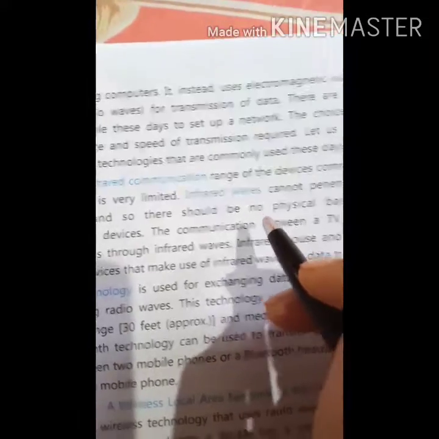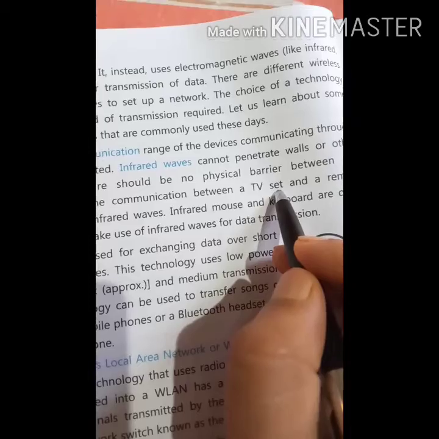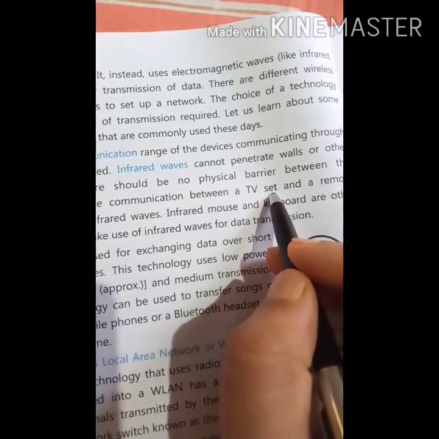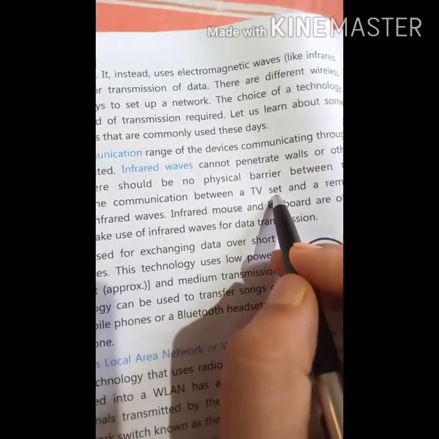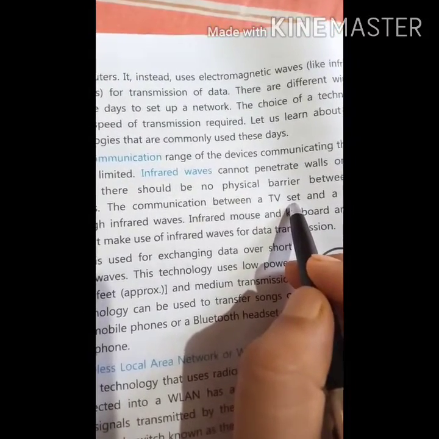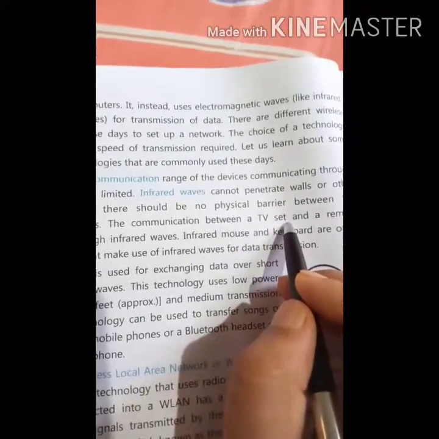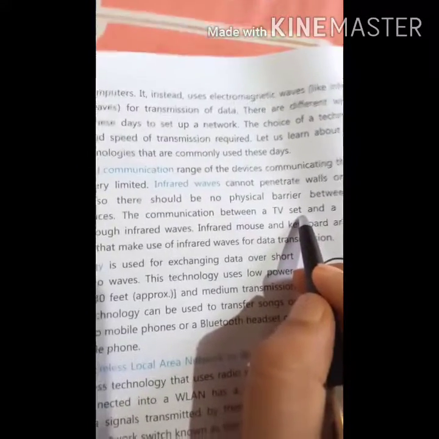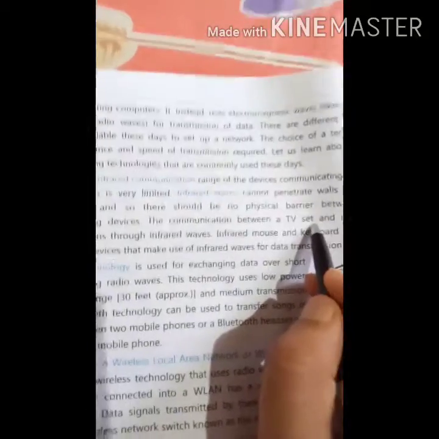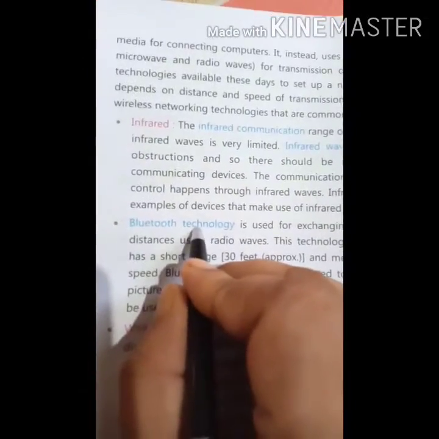For example, in a TV set we use television and remote control both. So television and remote we use only if there is no physical barrier in the middle of these both devices. Second, Bluetooth technology.